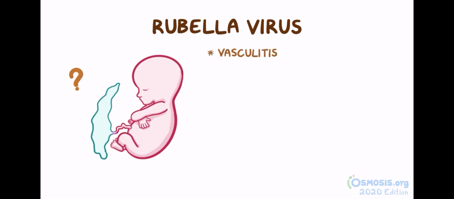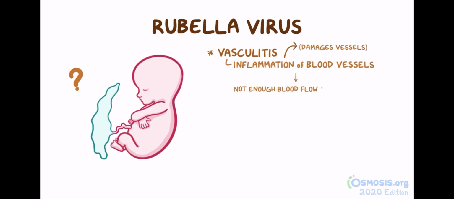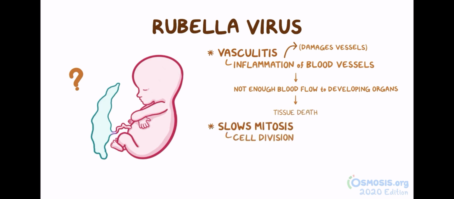We're not exactly sure how rubella causes defects in the developing fetus, but it's possible that it causes vasculitis, or inflammation of blood vessels, which damages the vessels. As a result, there's not enough blood flow to developing organs, which can result in tissue death. It's also possible that the rubella virus slows down the process of mitosis, or cell division, in infected fetal cells. Since mitosis helps drive the development of the fetus, infected tissues might not grow properly.